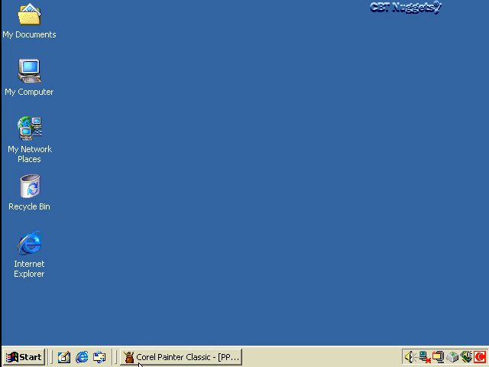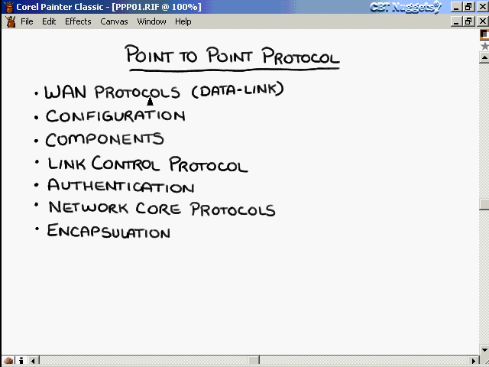In this nugget, we're going to start by looking at the PPP placement among WAN protocols and define the one command needed for basic configuration. Also, we're going to list the components involved in the point-to-point protocol.